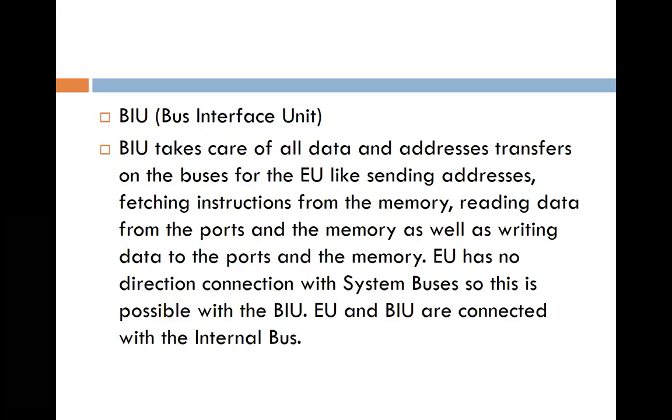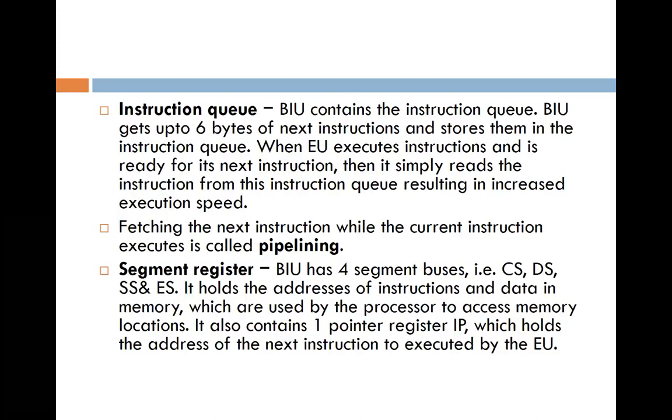BIU, the bus interface unit. The BIU takes care of all the data and address transfers on the buses for the EU, like sending the address, fetching the instruction from the memory, reading the data from the ports and memory, as well as writing the data to the ports and memory. The EU has no direct connection with the system bus, so this is possible with the BIU. The EU and BIU are connected with the internal bus.